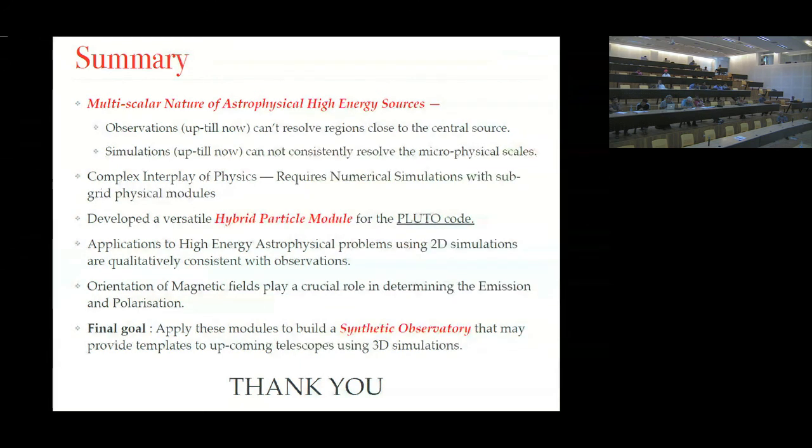However, one would need a proper subgrid formalism in order to really compare with observation, along with 3D simulations. But most importantly, our applications in 2D show qualitative agreement with observations, and also the orientation of the magnetic field lines plays a crucial role in determining not only the emission but also the polarization. The final goal is to apply these modules to build a full synthetic observatory so that one can compare simulations with observations for the upcoming telescopes. Thank you.